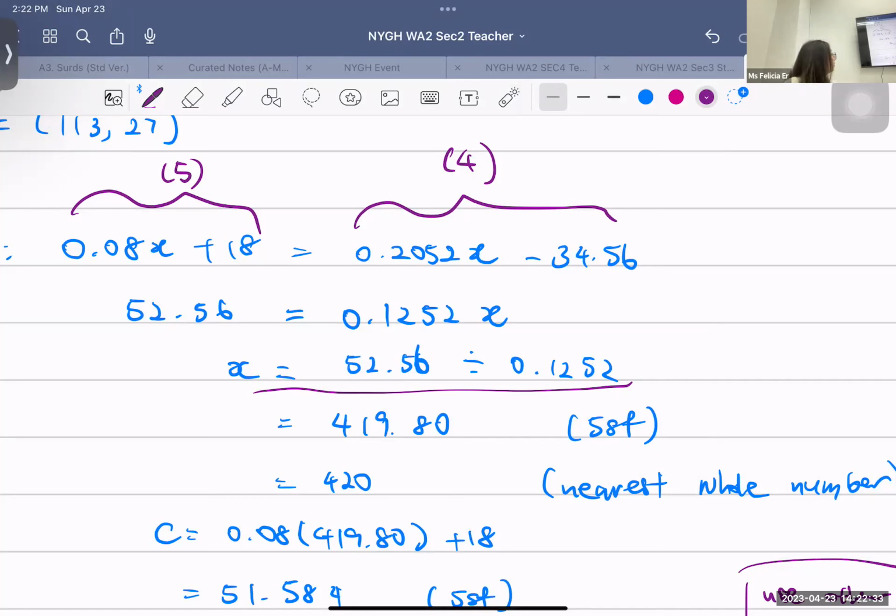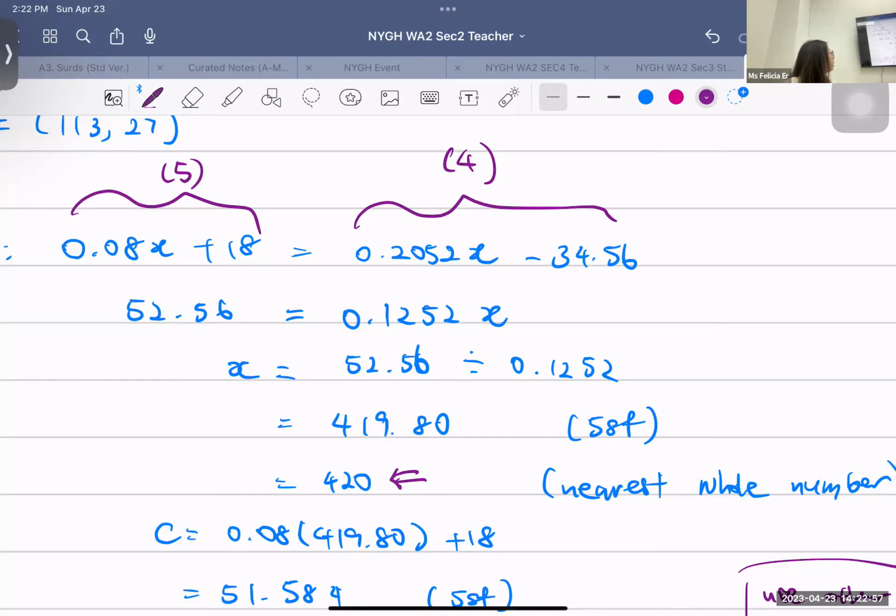Okay, why must you leave it at a higher accuracy level? Because in this case, when you need to find your y coordinate, you need to sub your x in. If you sub this in versus you sub this in, your c will be affected accordingly, and it will not be accurate. Your c will not be accurate when you use this value. Okay, it will affect the accuracy.